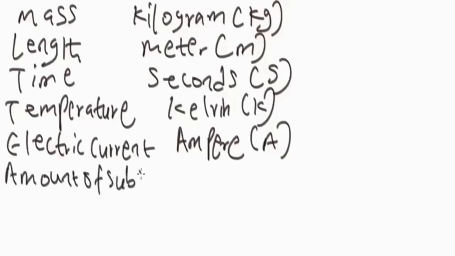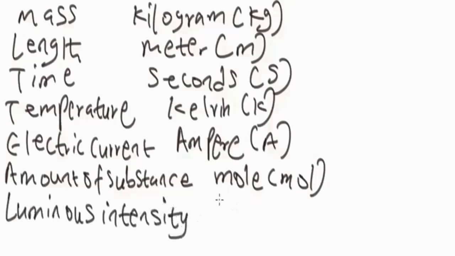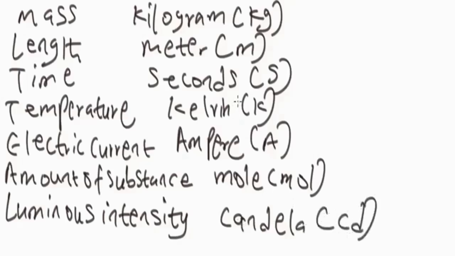Short form is A. Alright, we also have our amount of substance. The unit of amount of substance is mole. Short form is mol. Okay, we also have our luminous intensity. The unit of luminous intensity is candela. Short form is cd. Alright, so these are the 7 fundamental quantities we have in physics.